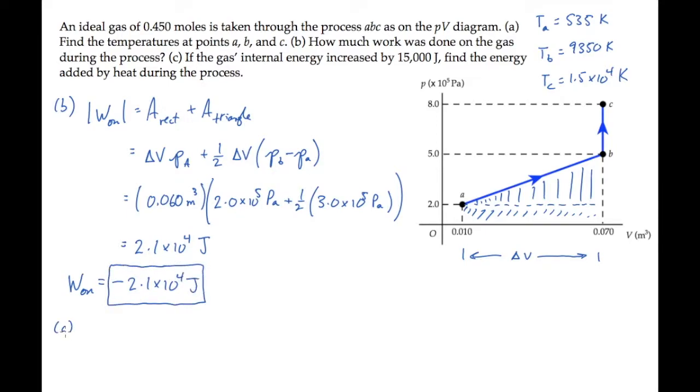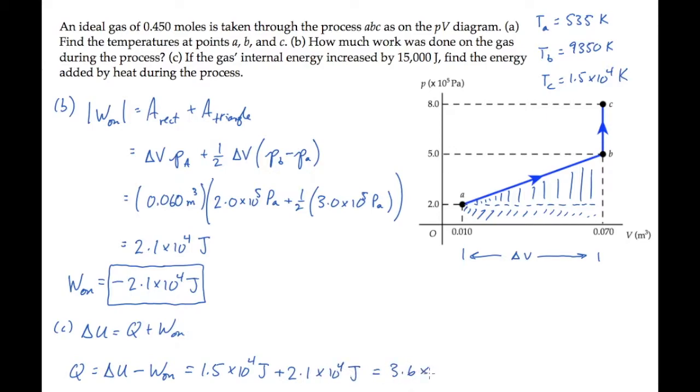Part C asks us for the energy added by heat during this process. We can find that from the first law of thermodynamics. The change in internal energy is Q plus the work done on the gas, or Q minus the work done by the gas. Solve this for Q. It equals the change in internal energy minus the work done on the gas, and substitute values, canceling the two negative signs, to get an answer of 3.6 times 10 to the 4th joules.